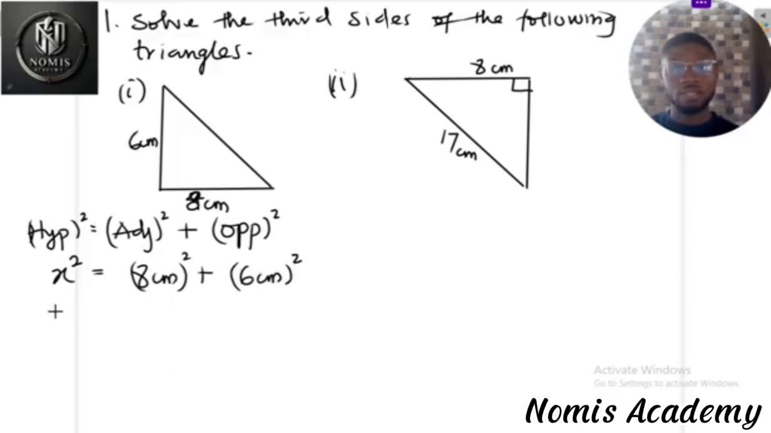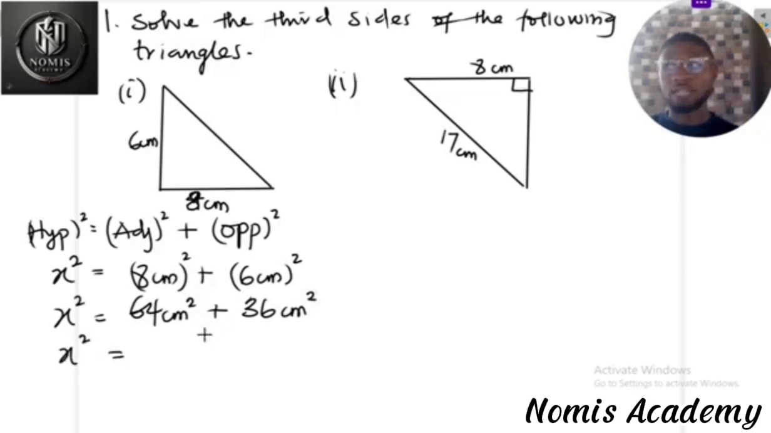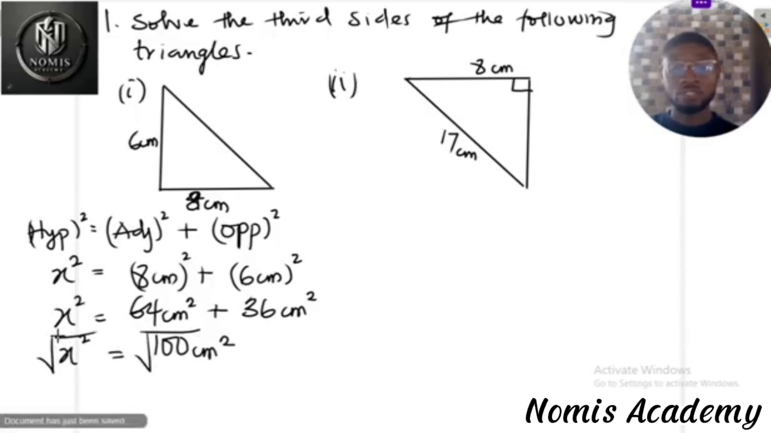So with that I can say that x squared is equal to 8 centimeter squared. 8 times 8 is just 64 centimeter squared plus 6 times 6 is just 36 centimeter squared. So x squared now is 64 plus 36, and that is 100 centimeter squared. So I find the square root of both sides. So this cancels this, of course, is the opposite.